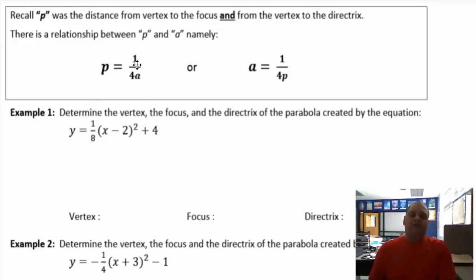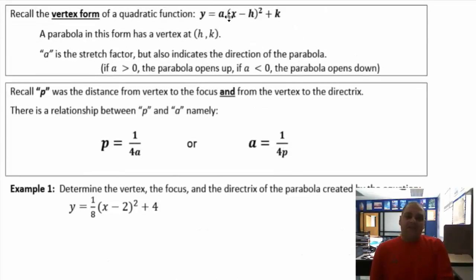Here are your formulas for p. p equals 1 over 4a and a equals 1 over 4p. That's not going to make any sense to you right now until we get started. But a is this value a in the equation of a parabola. That vertical stretch factor is a, and the p value has a relationship with that vertical stretch factor. The p is 4 times the a, okay?